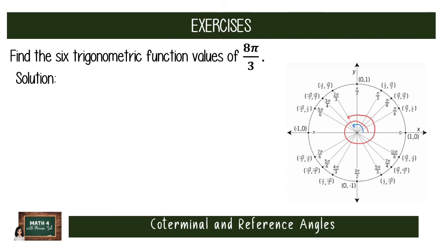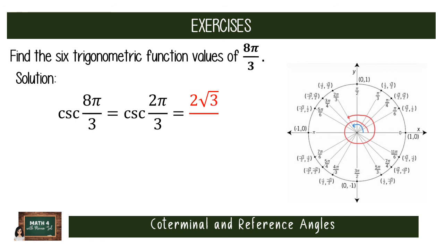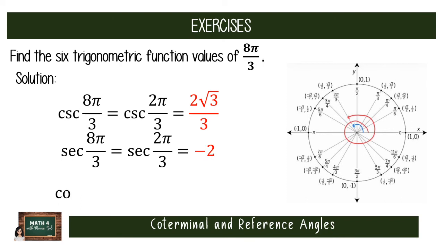Let's also have the reciprocal function values of 8 pi over 3. First, we have the cosecant of 8 pi over 3, which is equal to cosecant of 2 pi over 3, and that is equal to 2 square root of 3 over 3. We also have secant of 8 pi over 3, which is equal to the secant of 2 pi over 3, and that is equal to -2. Lastly, we have the cotangent of 8 pi over 3, which is equal to cotangent of 2 pi over 3, and that is equal to negative square root of 3 over 3.